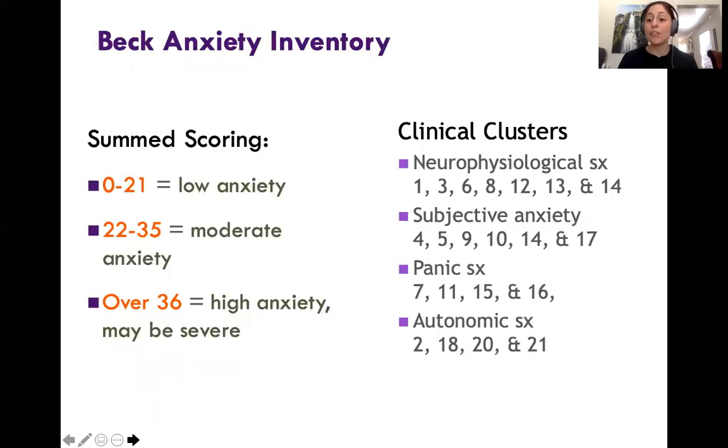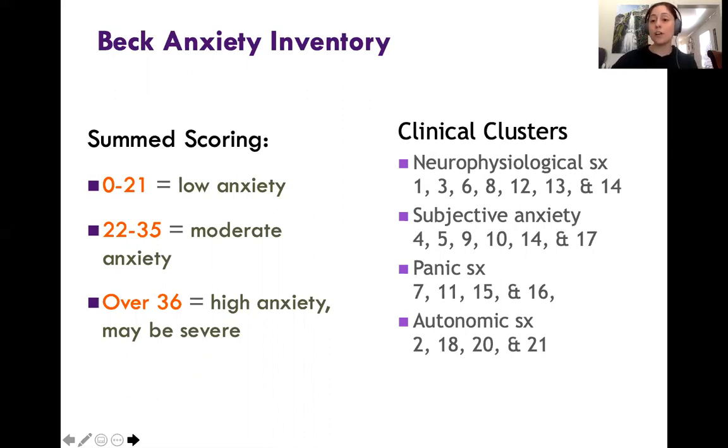Okay. You'll then sum up all of the points for the 21 questions and interpret the score accordingly. 0 to 21 being low anxiety, 22 to 35 moderate, and over 36 high anxiety, which may be severe. You can also utilize specific items to assess certain clinical clusters, as you can see listed on the right.